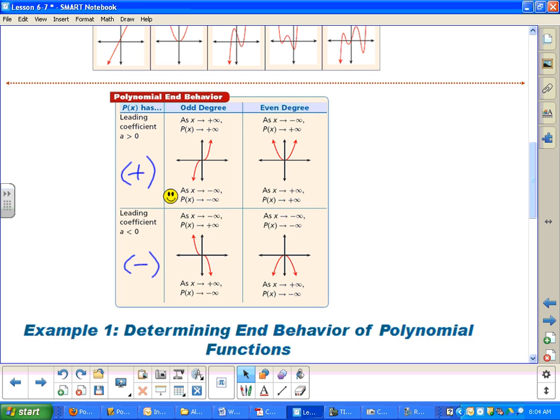And this is in your book too. For the even degree, if the leading coefficient is positive, as x goes to negative infinity or positive infinity, then y goes to positive infinity. You can see they both go up.